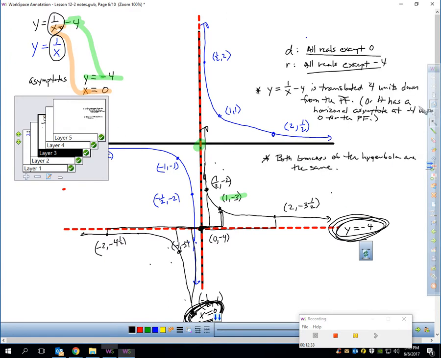And then my 2 sentences. This function is translated 4 units down from the parent function. That's why this horizontal asymptote is shifted. Or you could say it has a horizontal asymptote at negative 4 versus 0 for the parent function. That'd be another way of comparing the asymptotes. And then both branches of the hyperbola are the same because both hyperbolas had an a value equal to 1.